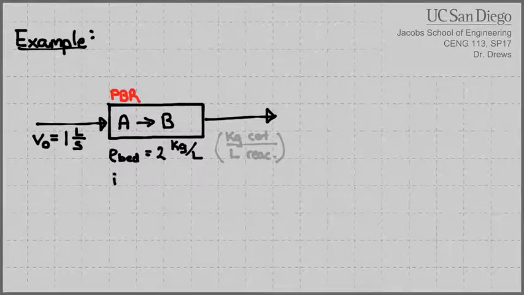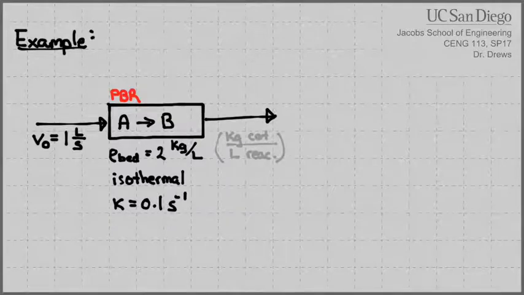The reactor is also going to be isothermal, since we haven't dealt with the energy balance yet. What else did I say? The reaction rate constant is 0.1 per second, and the amount of catalyst that we have in there is 100 kilograms.